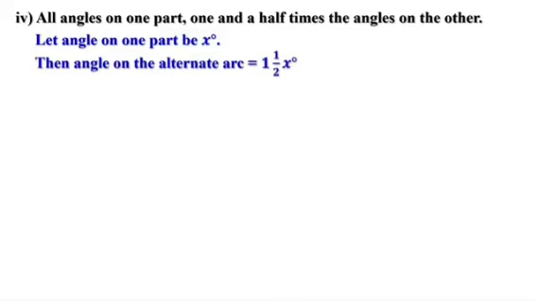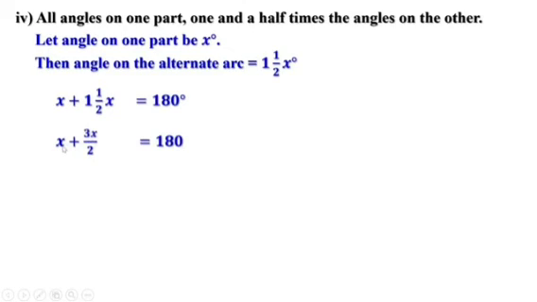Fourth part, all angles on one part 1.5 times the angles on the other. Let angle on one part be x degree. Then angle on the other part or angle on the alternate arc is 1.5 times x. We know sum of the angles on an arc and on its alternate arc is 180 degree. Therefore, x plus 1 and half x equal to 180 degree. 2 into 1 is 2 plus 1 is 3. Therefore, 1 and half x is equal to 3x by 2. So, this can be written as x plus 3x by 2 equal to 180.